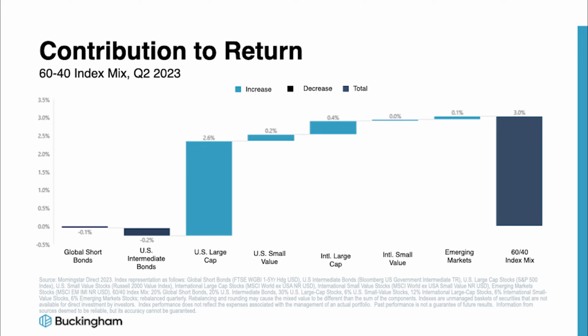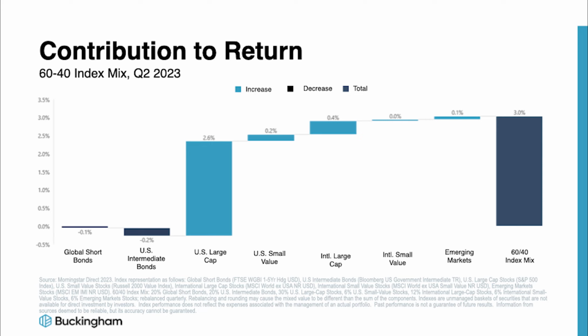With stock and bond markets moving in opposite directions this quarter, we can see that most stock asset classes contributed to the overall increase of the index mix. U.S. large cap stocks were, of course, the largest contributor for the quarter, while international small value stocks were flat in terms of contribution to overall return.